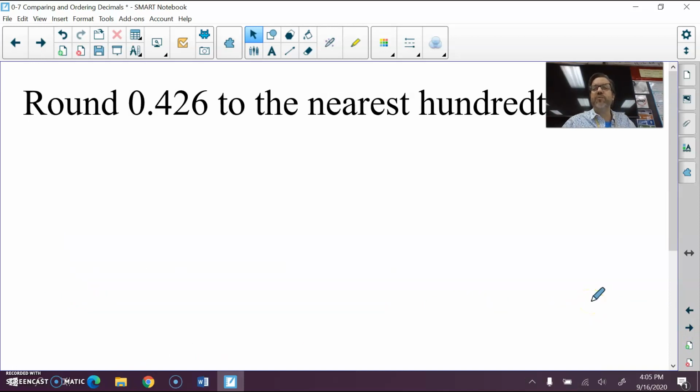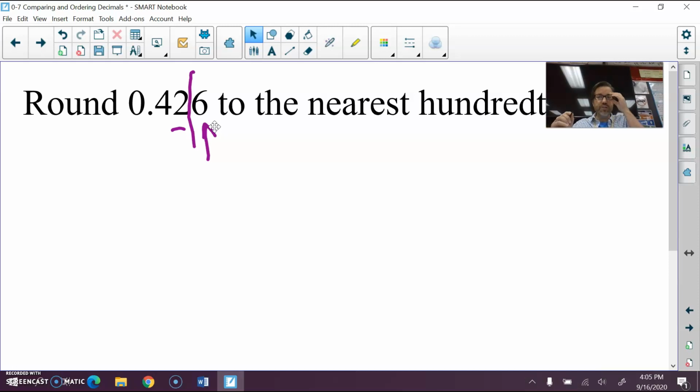Okay, this time I want to round 426 thousandths to the nearest hundredth. So our first question is, what digit is in the hundredths place? And take a look here and we can see the 2 is in the hundredths place. And so we're going to round to the hundredths place. We're going to cut it off 2 places past the decimal point. To the right of that, in the thousandths place, we have a 6.